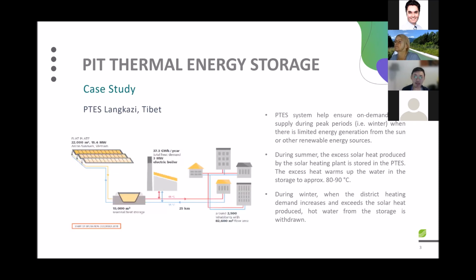So in the next slides, we have a schematic diagram on the left side showing how the system actually works. PTS systems help ensure on-demand heat supplies during peak periods, for example during winter time, when there is limited energy generation from the sun or any other renewable energy sources. During summertime, the excess solar heat produced by the solar heating plant is stored within the PTS. So the excess heat warms up the water to about 80 to 90 degrees, like Catrin mentioned before, and it might be even higher. In the winter time, when the district heating demand increases and exceeds the solar heat produced, hot water from the storage is withdrawn and goes into the system. So it's actually a mutual system where during winter time we are extracting energy, but during summertime we are storing excess energy.